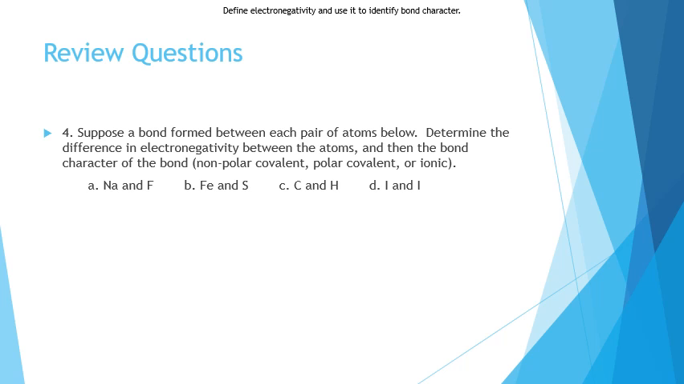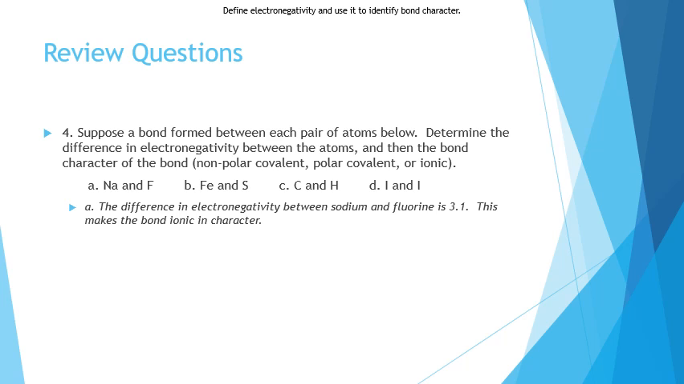So for this first one, we have sodium and fluorine. If I look at the electronegativities of those, you'll see that the difference in the electronegativity between sodium and fluorine is 3.1. This is greater than that 1.8 value, so this makes the bond ionic in character. In other words, the sodium, we're going to say, simply gives up its valence electron to fluorine because the sharing is so unequal.